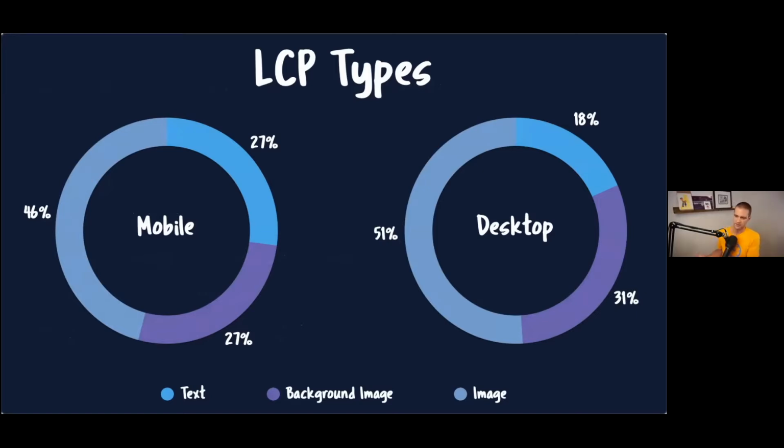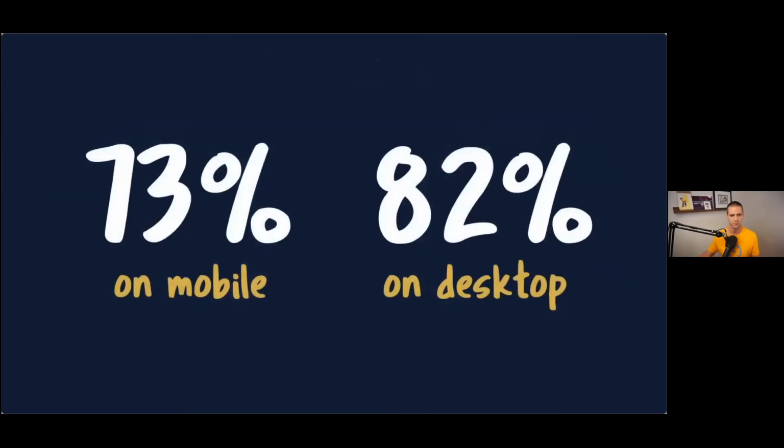The next closest is background image, and then text makes up 27% of those events on mobile, 18% on desktop. So if you do the math and put it together, that means that 73% of the LCP events on mobile devices and 82% on desktop are either images in the content or background images. So in other words, when we're talking about optimizing for LCP, we are most often talking about optimizing your images and how quickly they load.